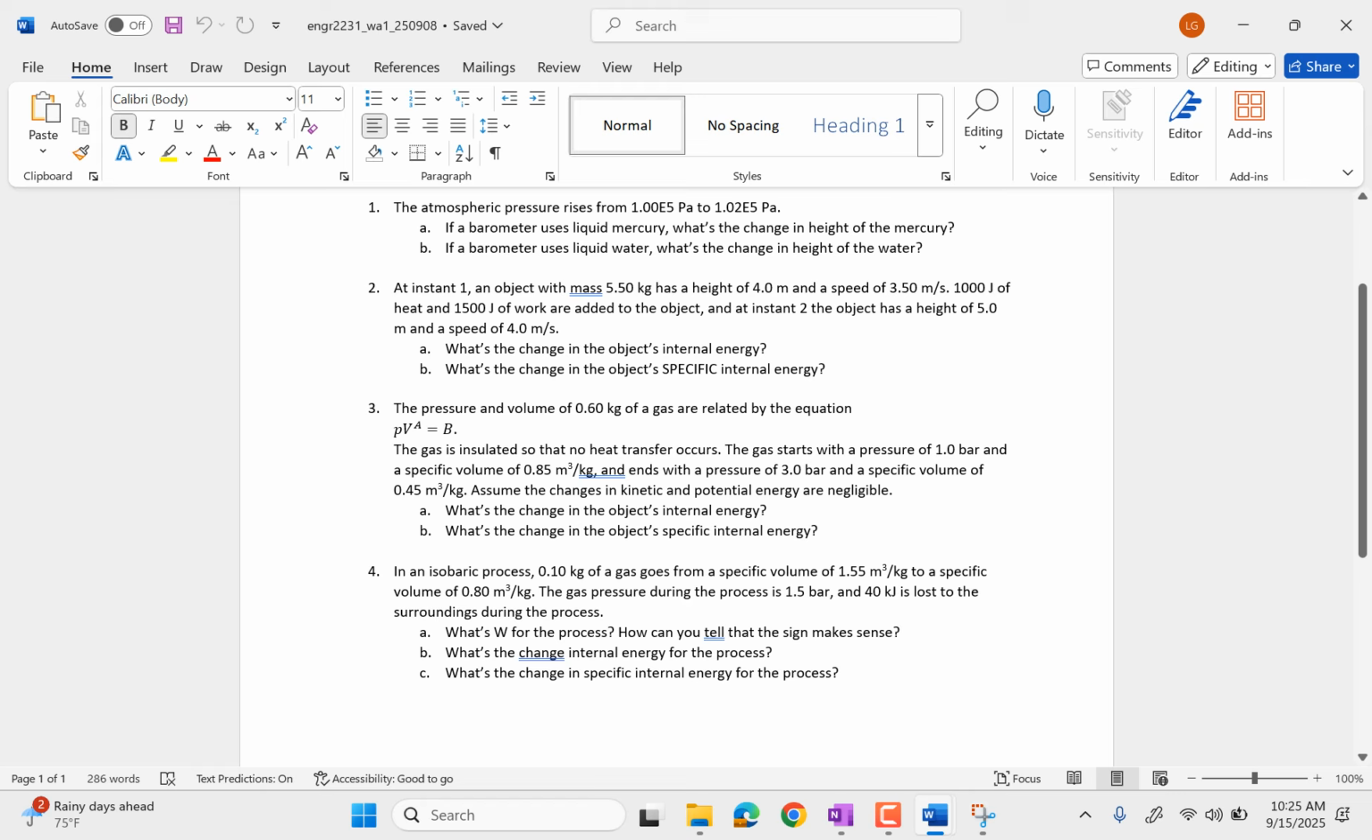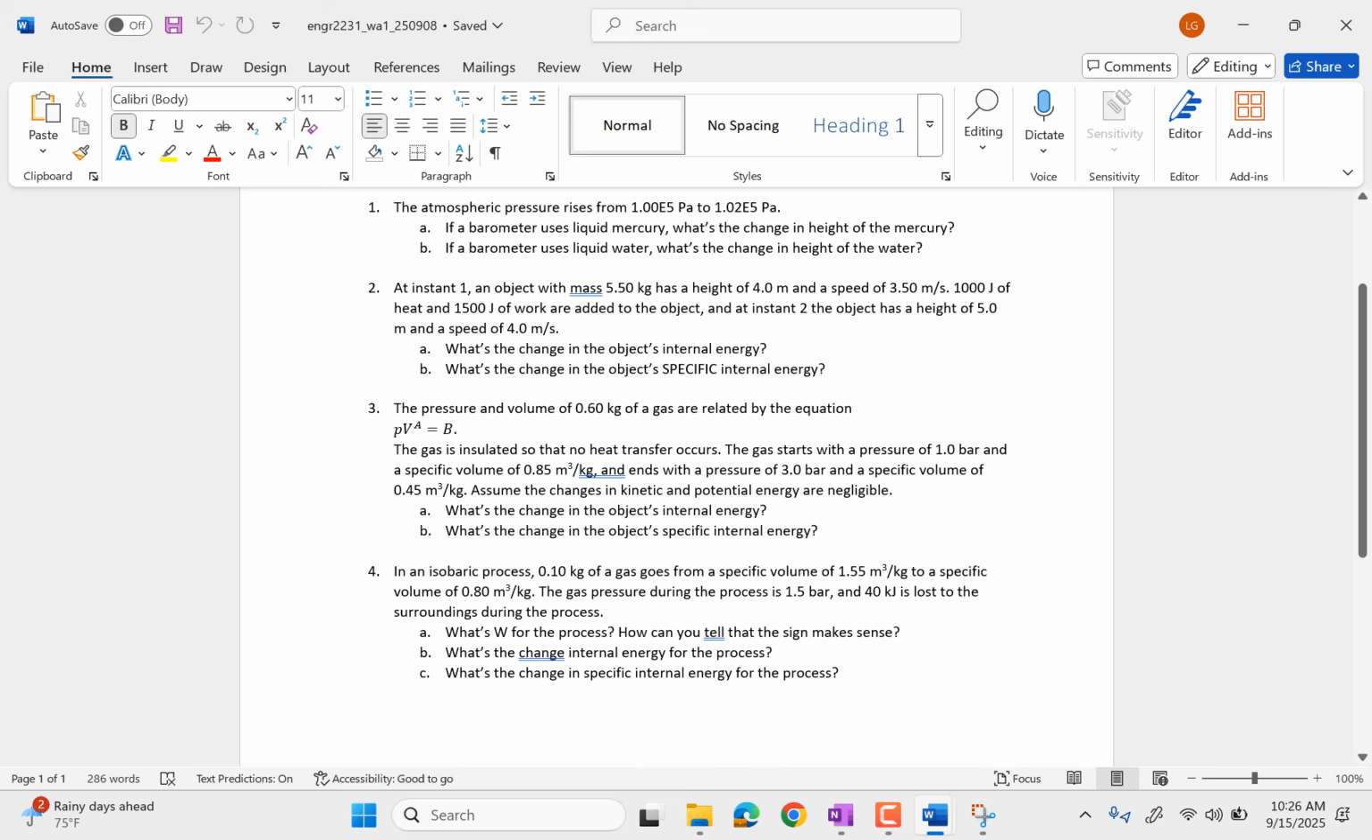Okay, this gas is insulated, so no heat transfer occurs. So we know that Q is going to be 0. We know that we're probably going to have a way to calculate W. So all this is making us head towards using the first law. It gives you at an instant 1, you have a pressure and a specific volume.